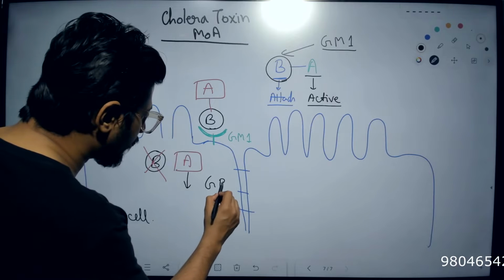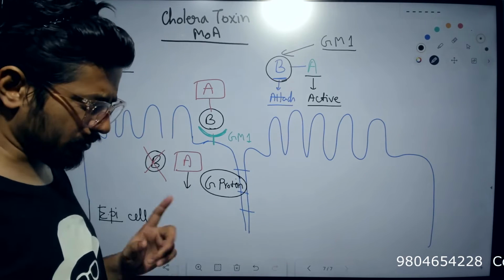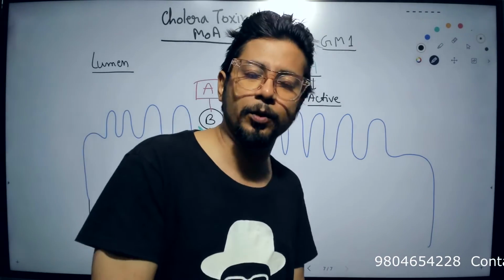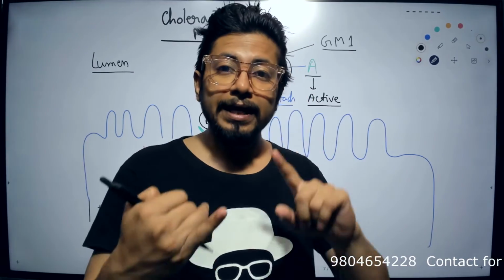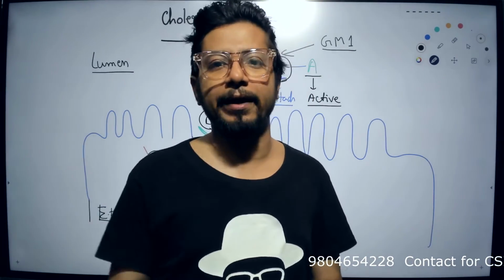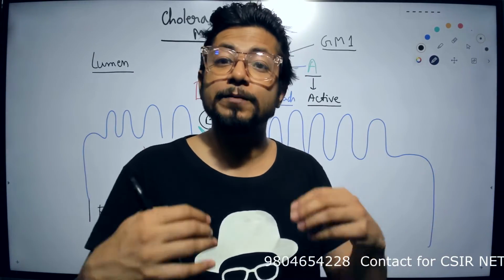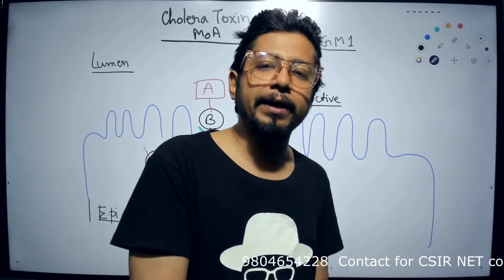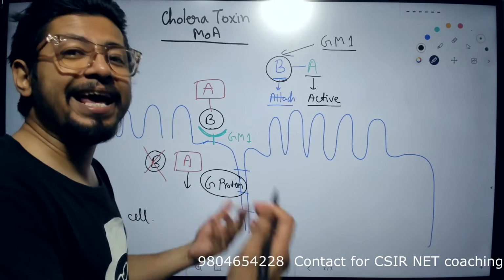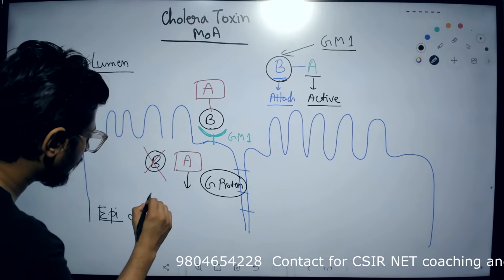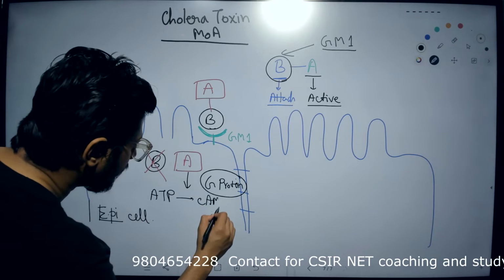Remember, there is G protein present in the cell. In all our cells, mostly you will find G proteins present. The job of G protein is that once it gets activated, it can convert ATP into cyclic AMP. And if more and more cyclic AMP is produced in the cell, this cyclic AMP is going to activate protein kinase A. So this G protein will convert ATP into cyclic AMP.